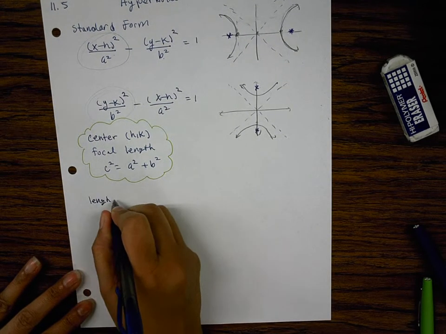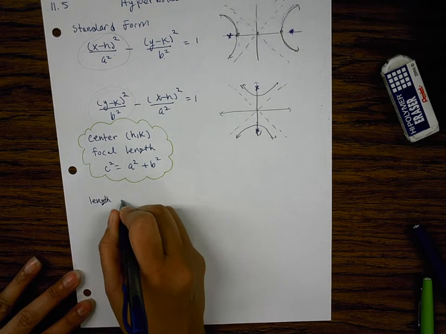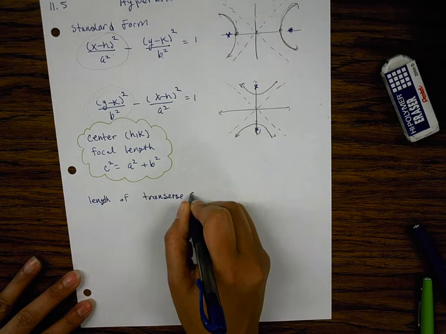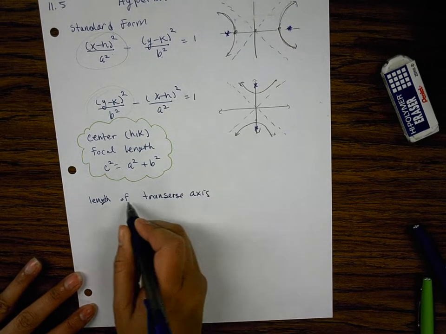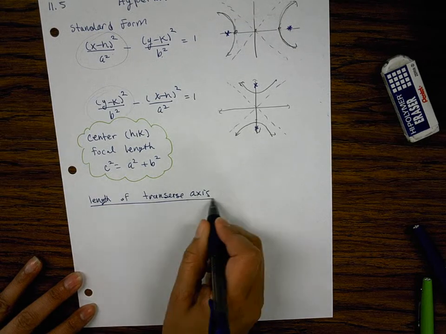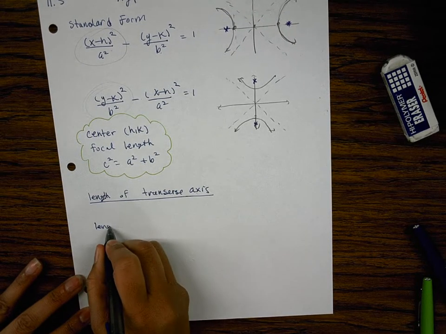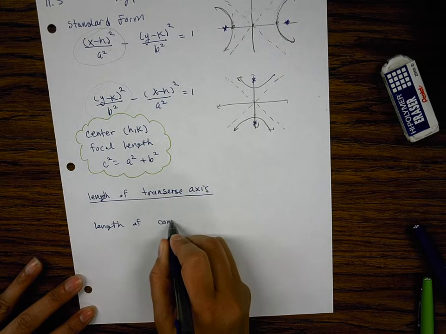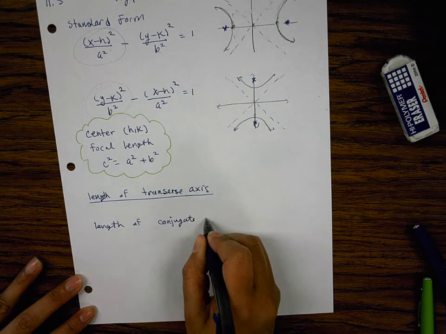Okay, some quick definitions. Length of transverse axis and the length of conjugate axis.